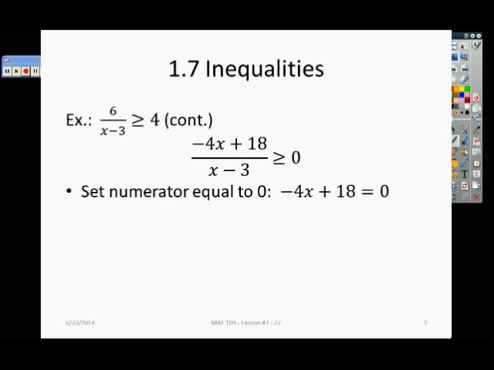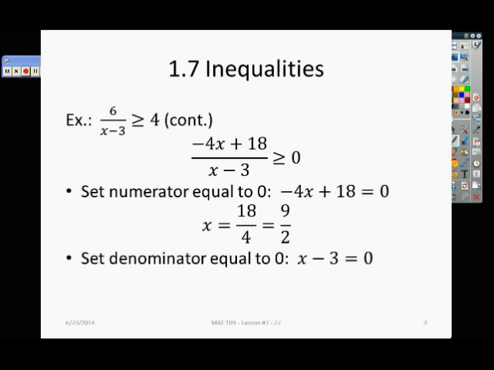So set the numerator equal to 0. Minus 4x plus 18 equals 0. Solve it for x, I get x equals 9 halves. Set the denominator equal to 0. X minus 3 equals 0. Solve it for x, I get x equals 3. Therefore, I have two solutions, x equals 9 halves and x equals 3. Those are breakpoints on the number line. 2 breakpoints split the number line into 3 pieces or 3 intervals.